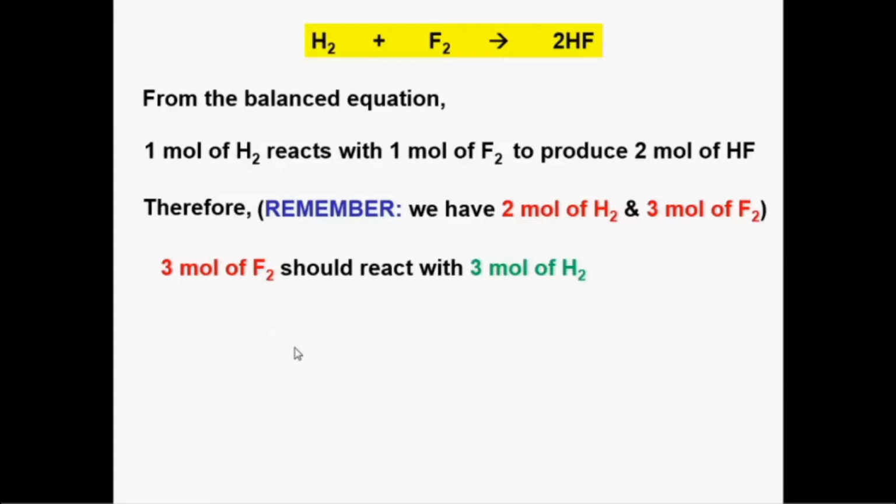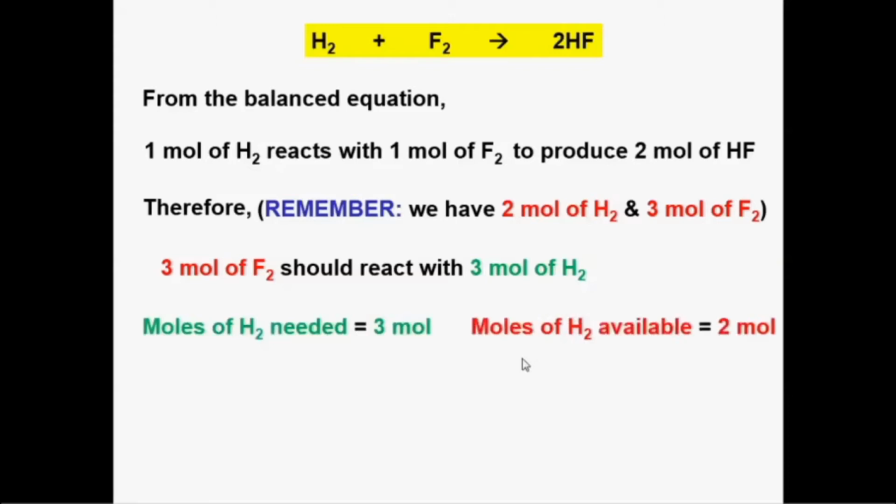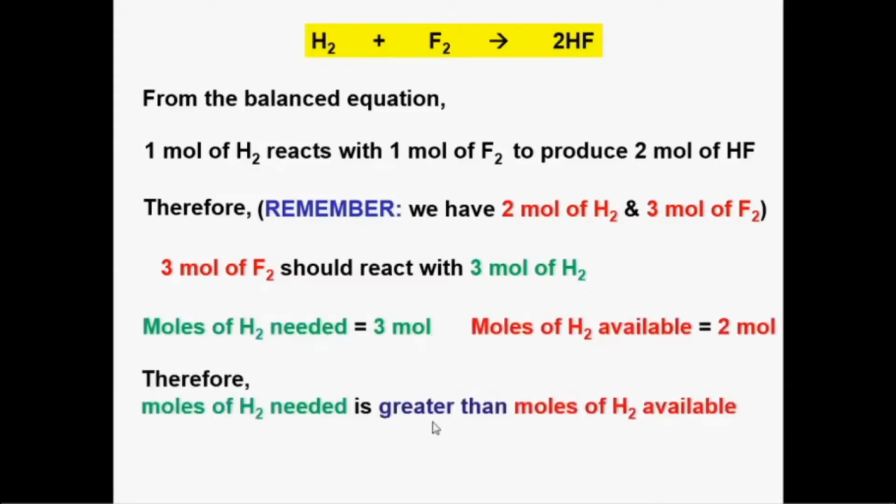However, we don't have 3 moles of hydrogen. How many moles of hydrogen do we have? We have 2 moles of hydrogen, not 3 moles. So the moles of hydrogen needed is greater than the moles of hydrogen available. This means hydrogen is not enough.